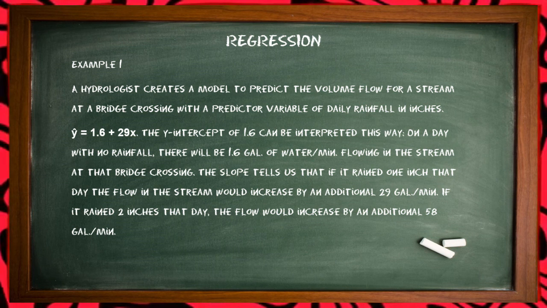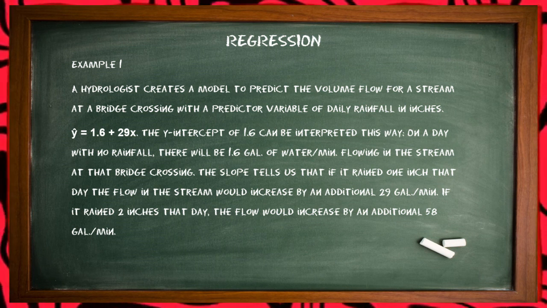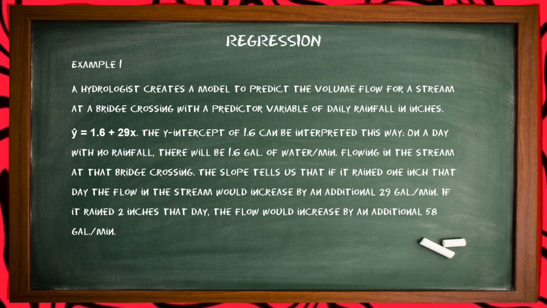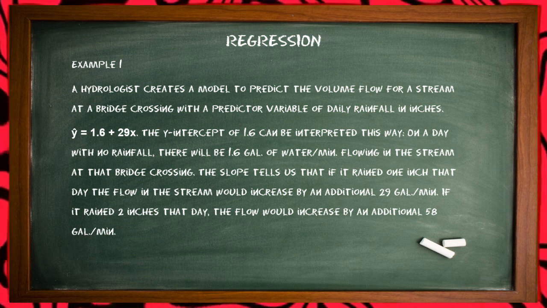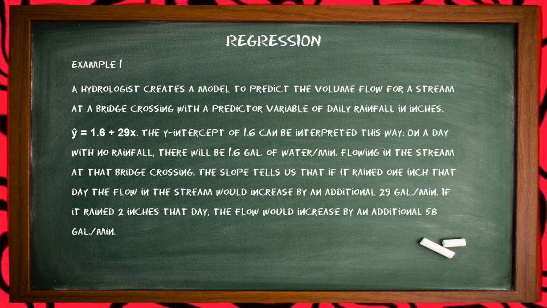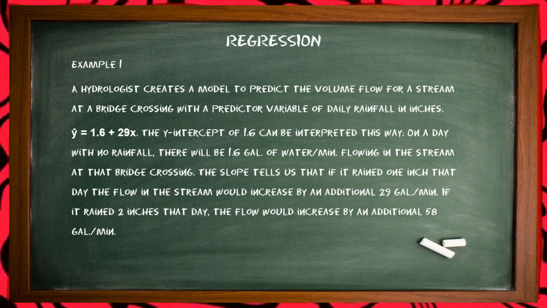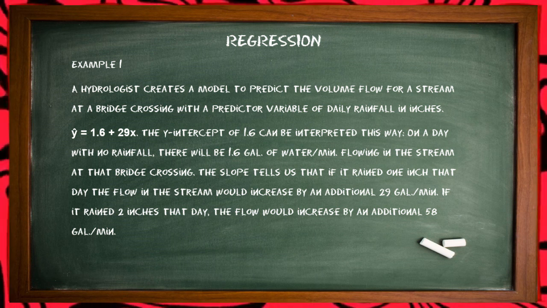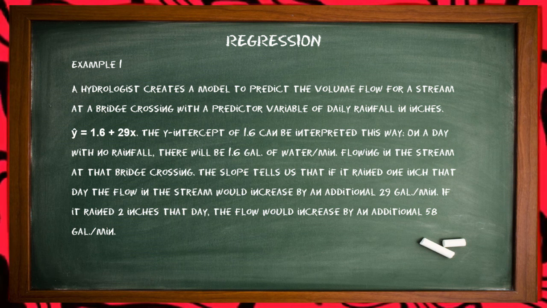Let's look at this example to clarify the interpretation of the slope and intercept. First example, a hydrologist creates a model to predict the volume flow for a stream at a bridge crossing with a predictor variable of daily rainfall in inches.